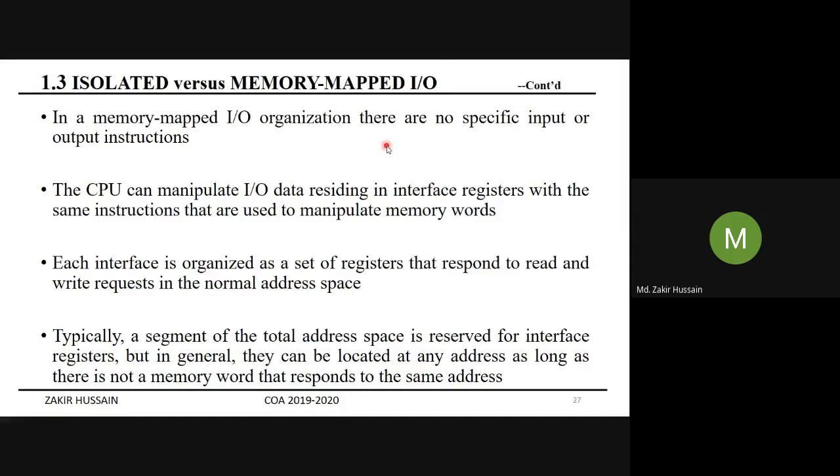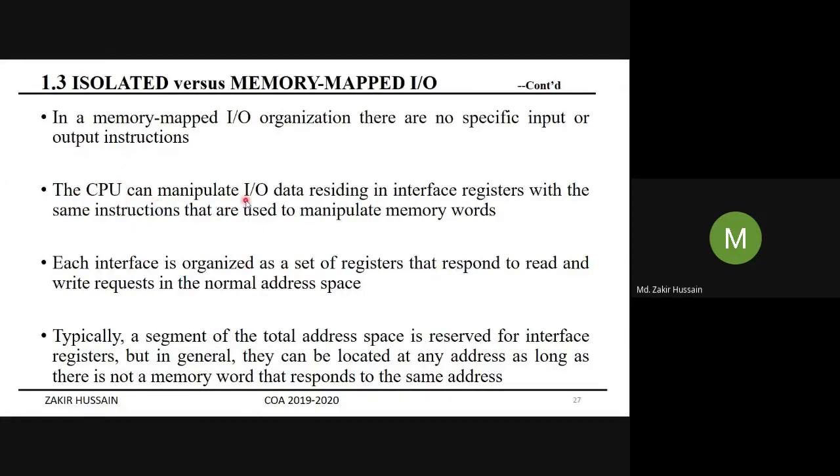For memory read and memory write, separate instructions are required. For I/O read and I/O write, a separate set of instructions is required in the earlier case. But since here we are having common control signals, we don't need separate instructions. A common instruction is enough. So in a memory mapped I/O organization, there are no specific input or output instructions. How is it going to handle that? In further discussion, we will see.